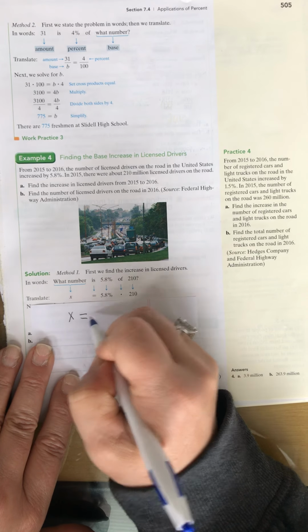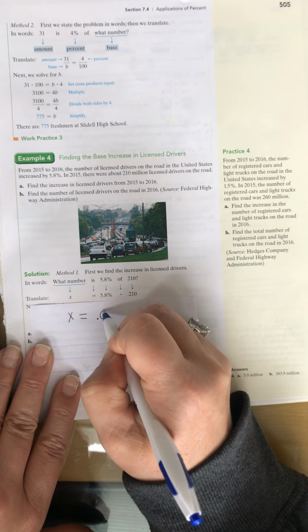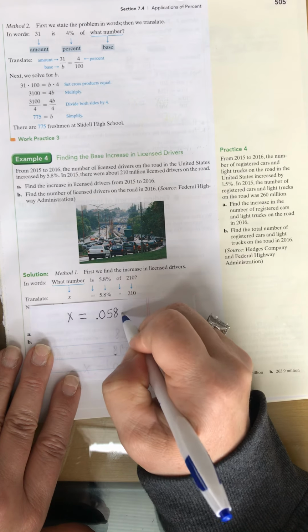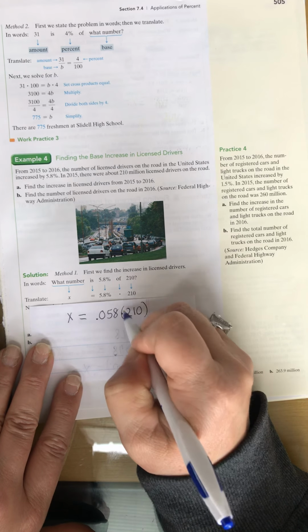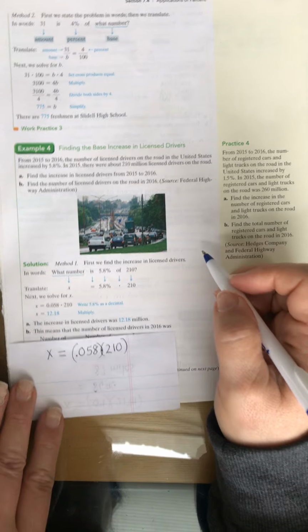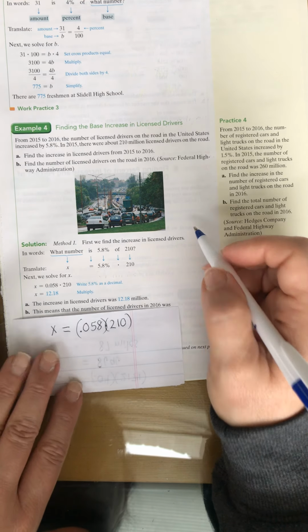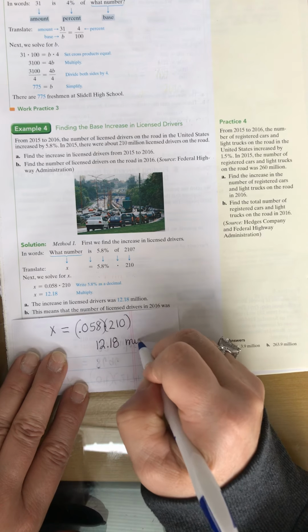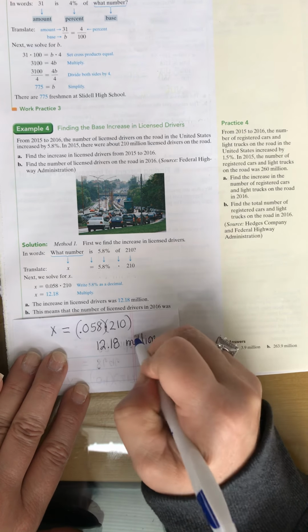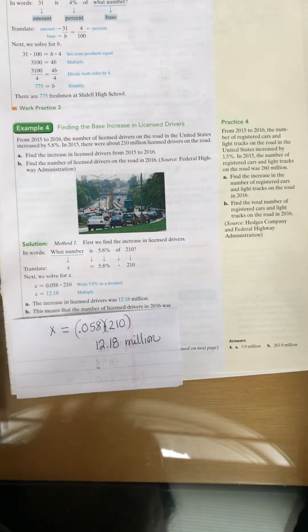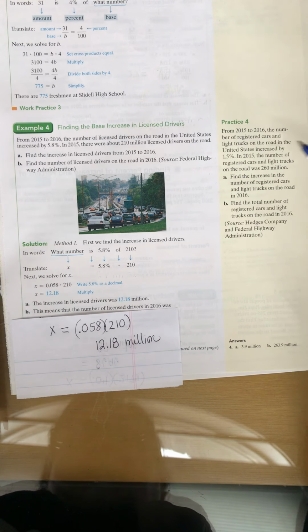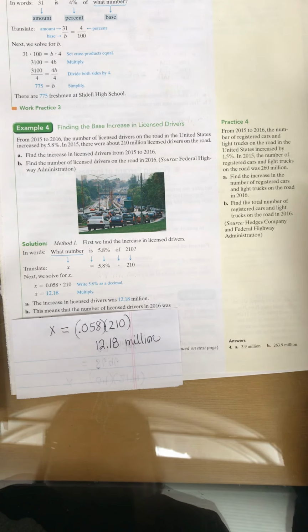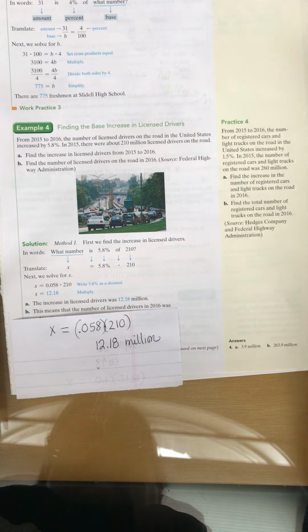So again, X equals, you're going to turn that into a decimal, 0.058 times 210. If you just use your calculator and multiply that out, you get 12.18. And again, make sure you read the problem. The number is in millions. So instead of adding all the zeros to this 210, we're just going to abbreviate and write million after that. So it's 12.18 million.